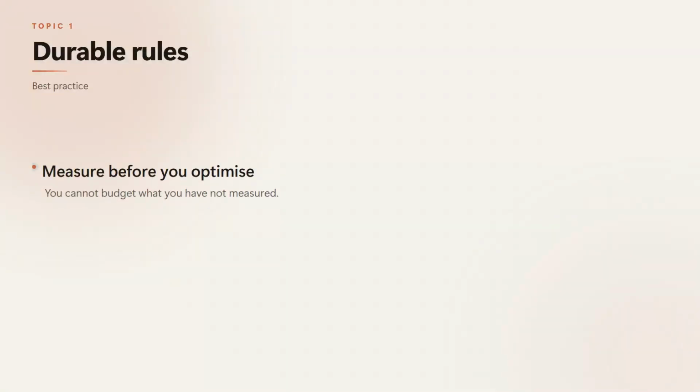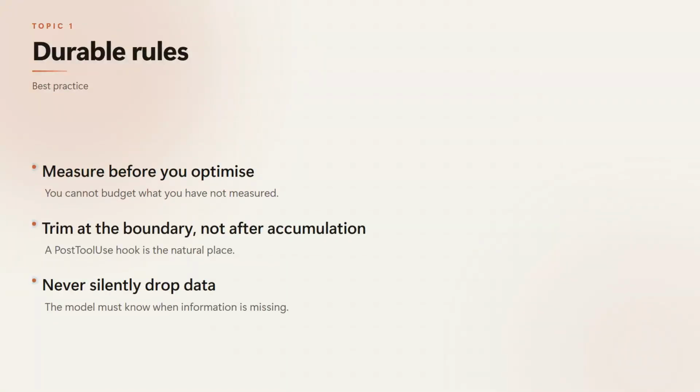The durable rule is, measure first, trim at the boundary, and never silently drop. You cannot budget what you have not measured, so always profile your context consumers before optimizing. Trimming happens in a post-tool use hook because that is the boundary before the payload enters context, not after it has already accumulated. And when a result is too large, you truncate or summarize it and tell the model it was truncated. The author rejects keeping everything and compacting later, not because compaction is bad, but because by then the model has already attended to noise, the damage is done.